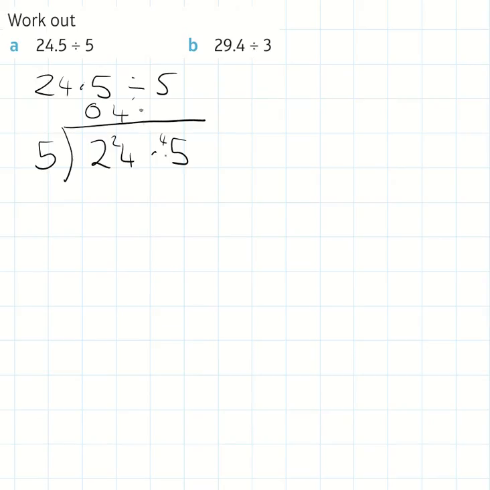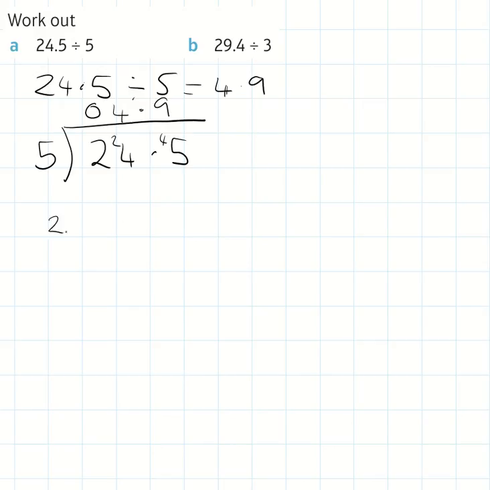We're then going to do 5s into 45. 5s into 45 go 9 exactly. So my answer is 4.9. Well, we don't need the 0 at the front, so it's just 4.9. Let's have a look at the second one.